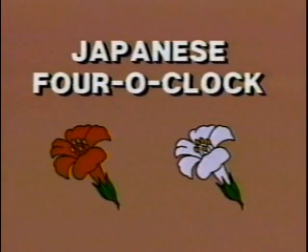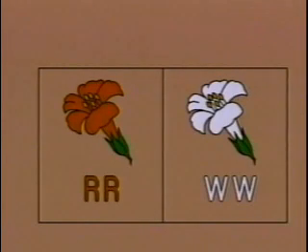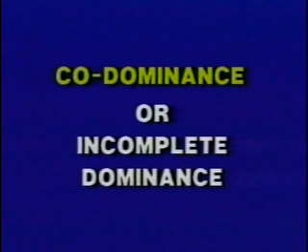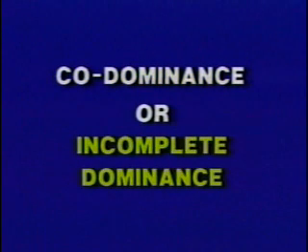The 4 o'clock is found as a red or a white flower. A cross between a red and white 4 o'clock should result in either all red or all white, depending on which gene is dominant. However, the cross results in all pink flowers. Neither gene appears to be dominant. Indeed, both genes appear to be expressed in the offspring, resulting in traits not found in either of the parents. Scientists call this observation codominance, or incomplete dominance.